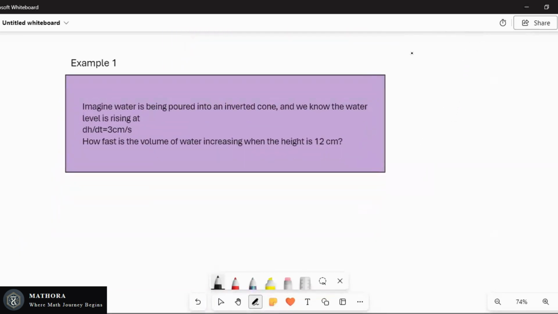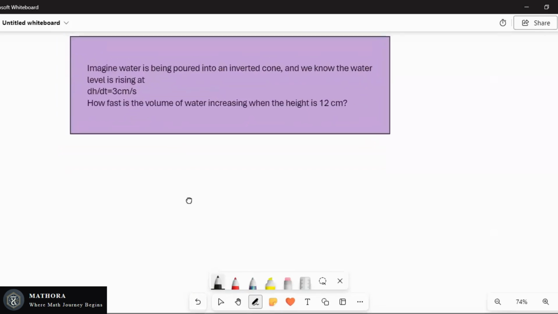Imagine water is being poured into an inverted cone, and we know the water level rising at dH over dt is 3 centimeters per second. How fast is the volume of water increasing when the height is 12 centimeters? So first of all, let's draw an image.